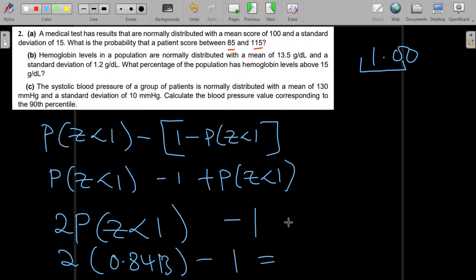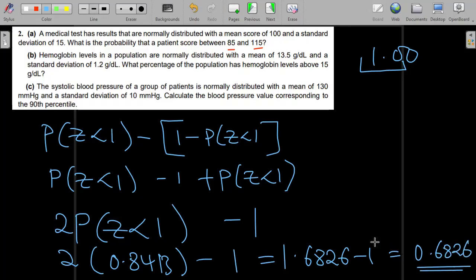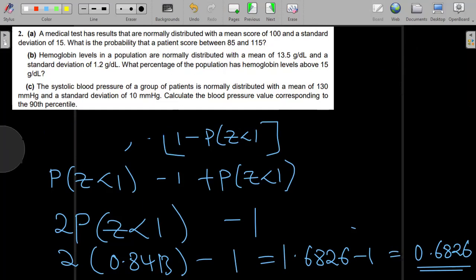It will be 2 multiplied by 0.8413, which gives 1.6826, minus 1. This will just give me 0.6826. So this is the probability that the patient's score will be between 85 and 115. We're done with question A. Let's look at question B.